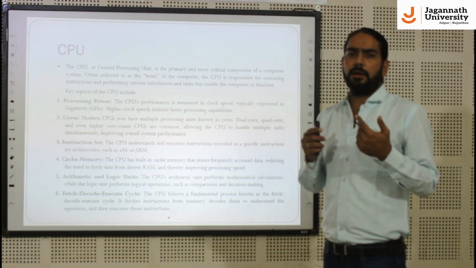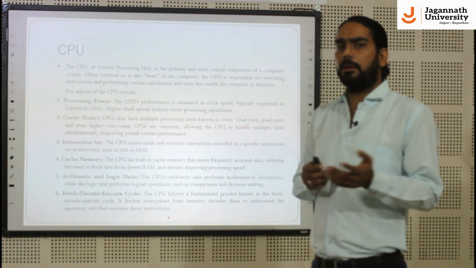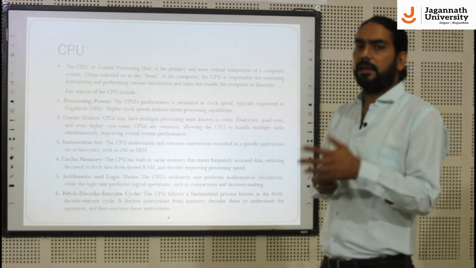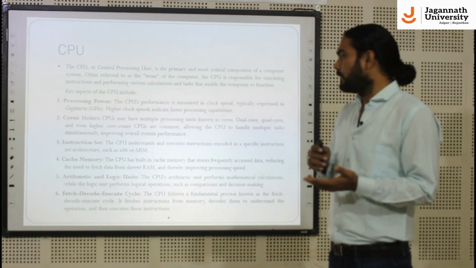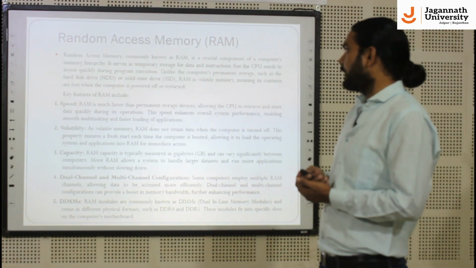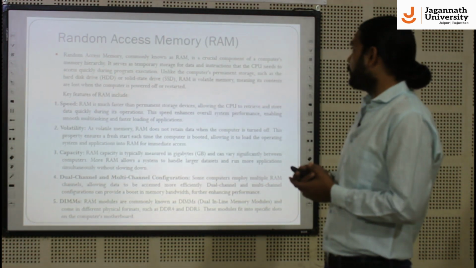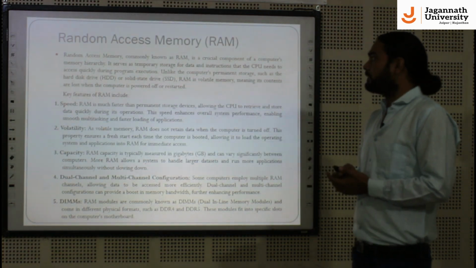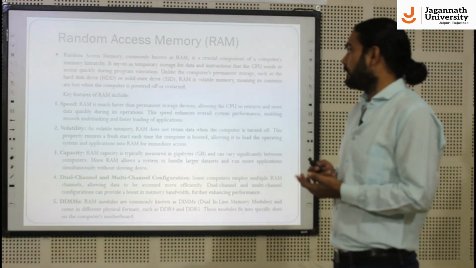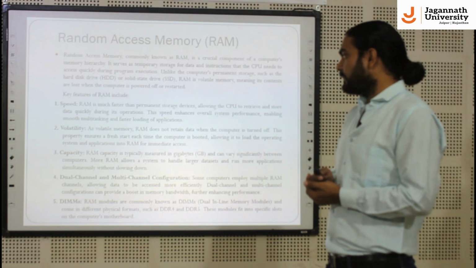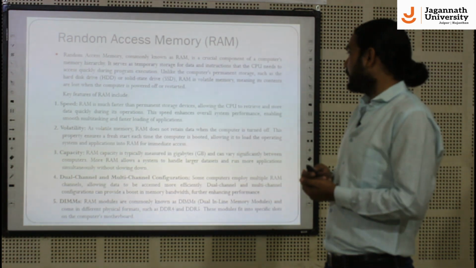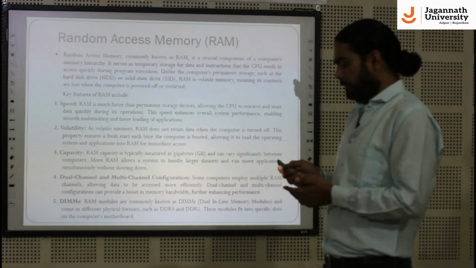When we execute any instruction in the computer, there are some cycles. First one is the fetch cycle, second one is the decode cycle, and third one is the execute cycle. After execution, the process is completed. When we talk about memory, these are some key features of RAM. RAM is a crucial component of the computer in the memory hierarchy. This is part of the primary memory. There are some features like speed, which means the speed is faster, volatility, capacity, dual channel, and DIMM. The capacity of the RAM determines how much data it can handle.